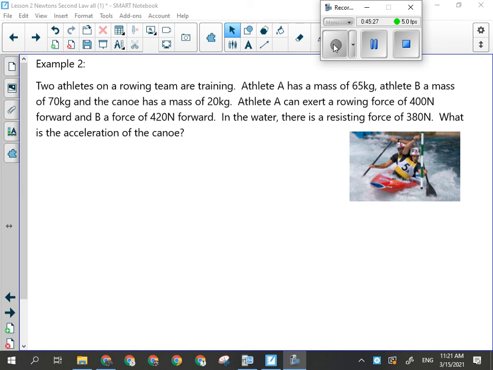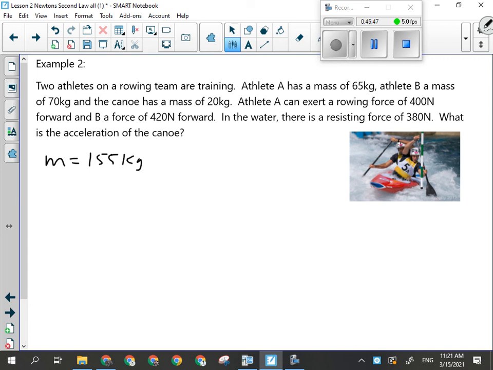Okay, it's not just the canoe they're accelerating, unless they're not in it. And they're in it, so they count as part of the accelerated mass here. So I need to first calculate my total mass. 65 and 70 is 135, 155 kilograms, okay, is my total mass.